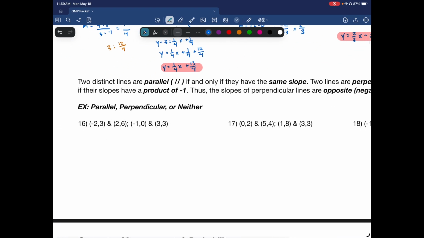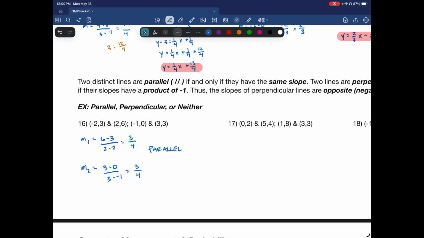So parallel, perpendicular, neither. So we got slope 1, we got 6 minus 3 over 2 minus -2. All right, 6 minus 3 is 3. This is going to be 4. All right, I don't know if it's parallel or perpendicular until I find the second slope. So let's do that. All right, so it's going to be 3 minus 0 over 3 minus -1. So it's going to be 3 over 4. 3/4, 3/4, they're both the same. So there's nothing else I need to do. These are parallel.